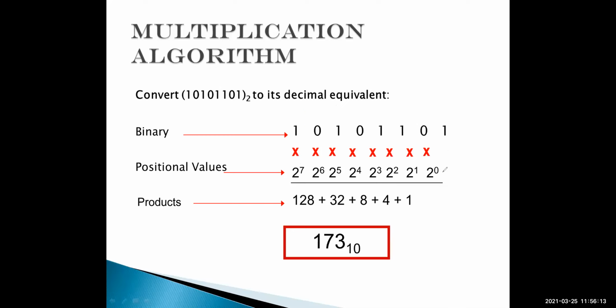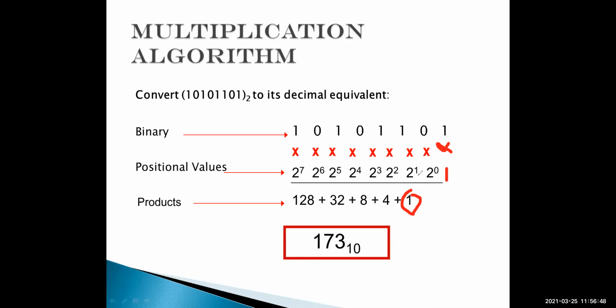Now, 2 raised to 0, can anyone tell me what the value of 2 raised to 0 is? Not in the chat box. If you really want to learn, just speak out. 1. Okay, I'm writing 1. So 1 multiply 1. Now you need to multiply this number. 2 raised to 0 is 1. So 1 multiply 1, what is that? 1. Okay, that's why I'm writing 1 here.